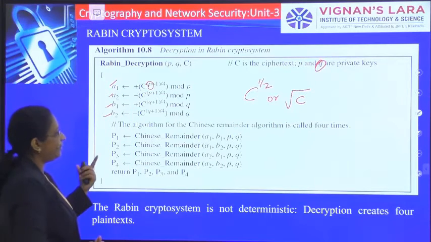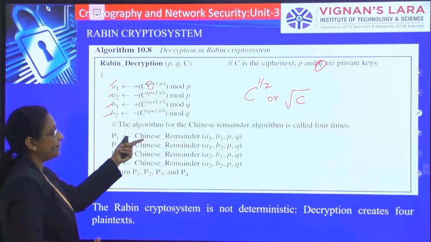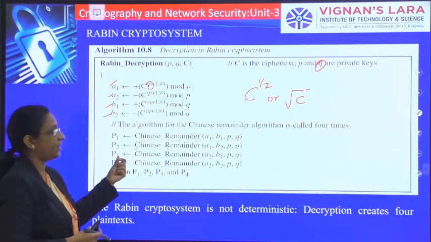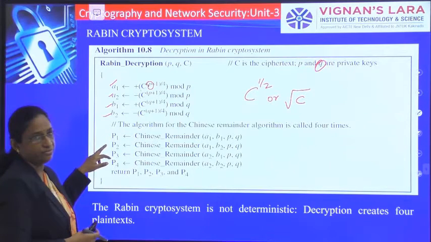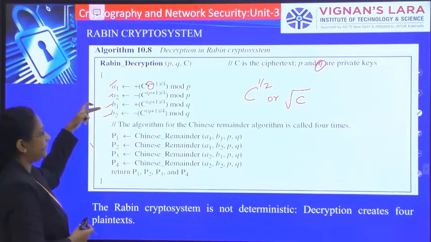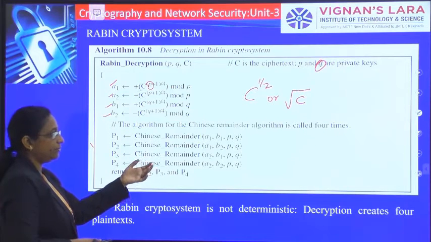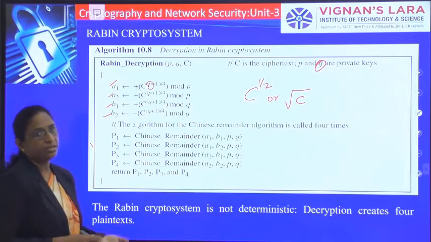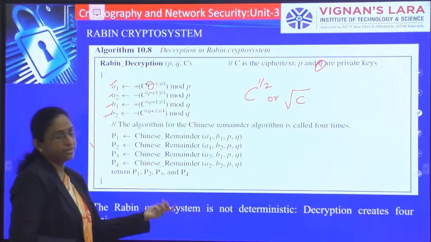After that we will be applying the Chinese remainder theorem. We have already discussed the Chinese remainder theorem, by which you get your plain text values. It is applied on A1, B1 and private keys P comma Q, and similarly A1, B2, P comma Q, A2, B1, P comma Q, A2, B2, P comma Q, all the combinations. Then we return P1, P2, P3, P4.